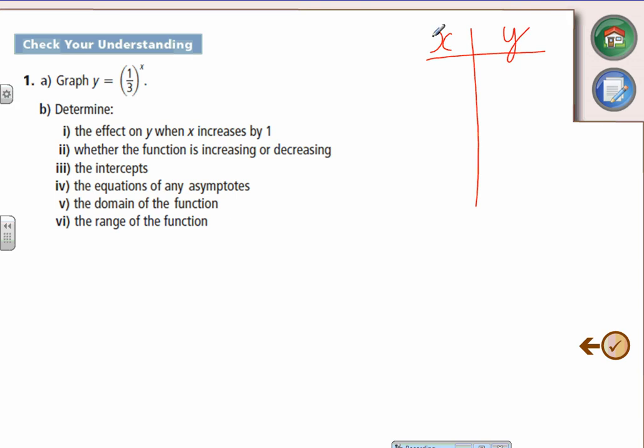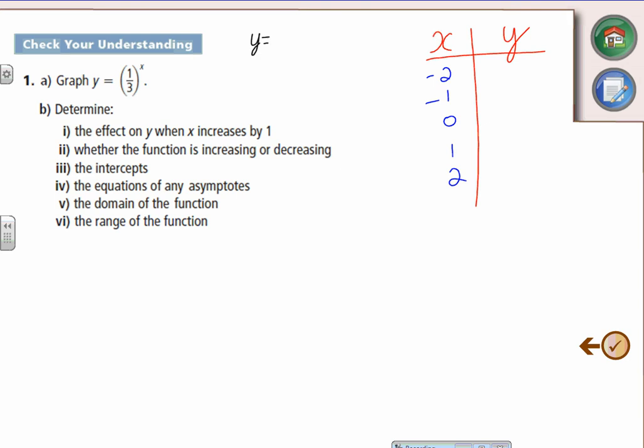Let's randomly pick some things. Pick some negatives, pick some positives, pick 0. We're just going to use the classic -2, -1, 0, 1, 2. You can choose whichever ones you want if those aren't the ones you like. All right, well, let's work that through.